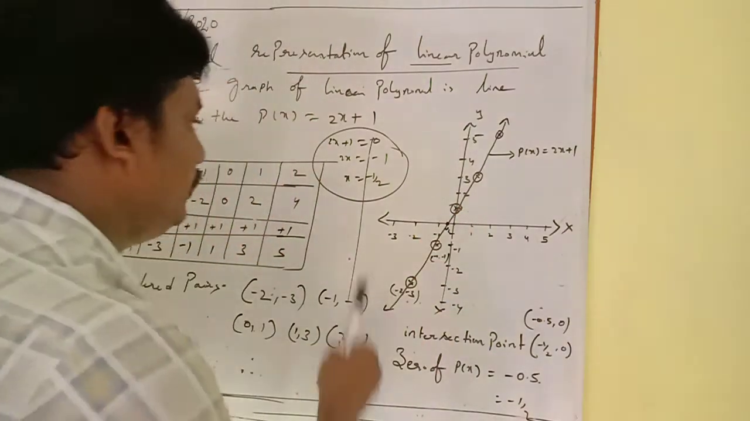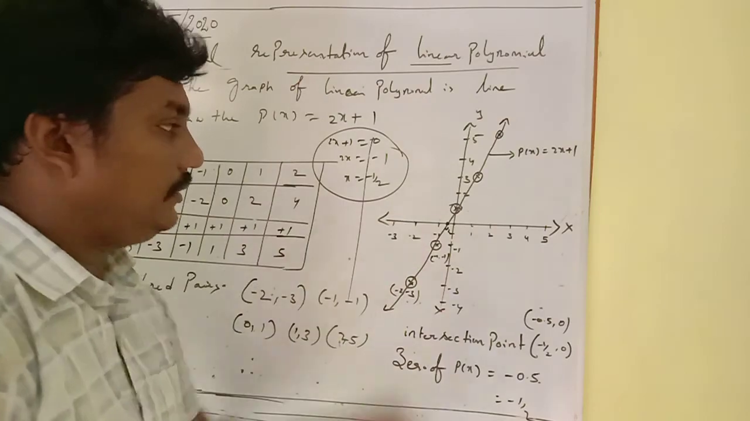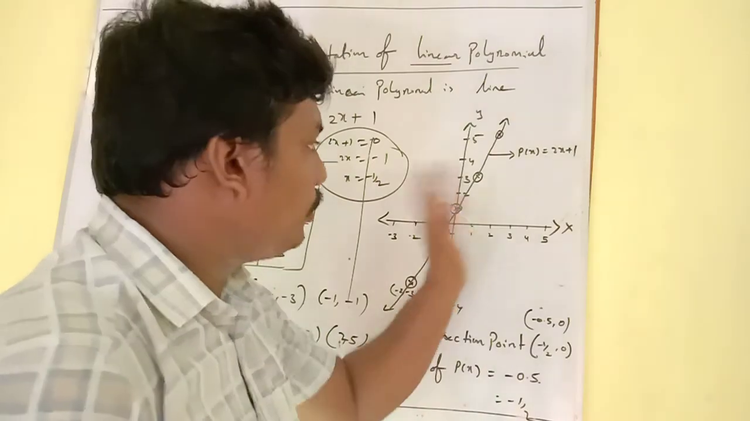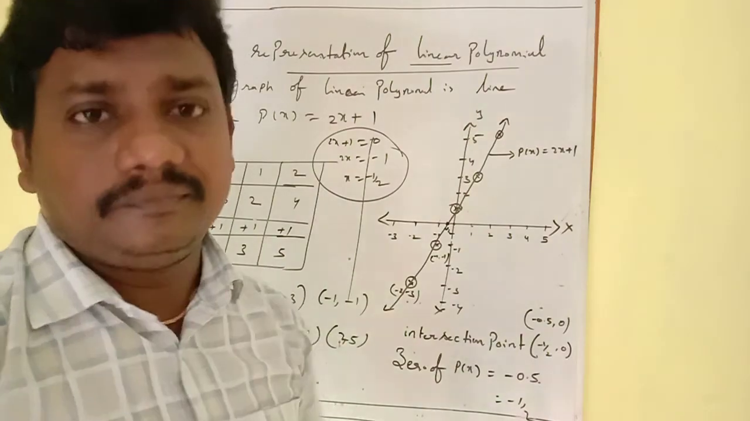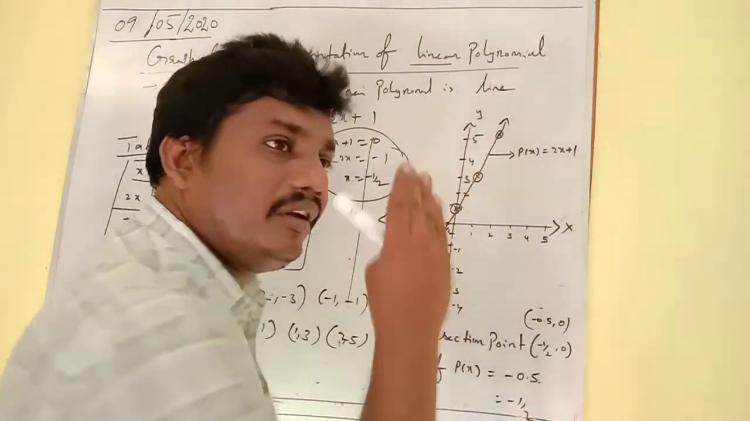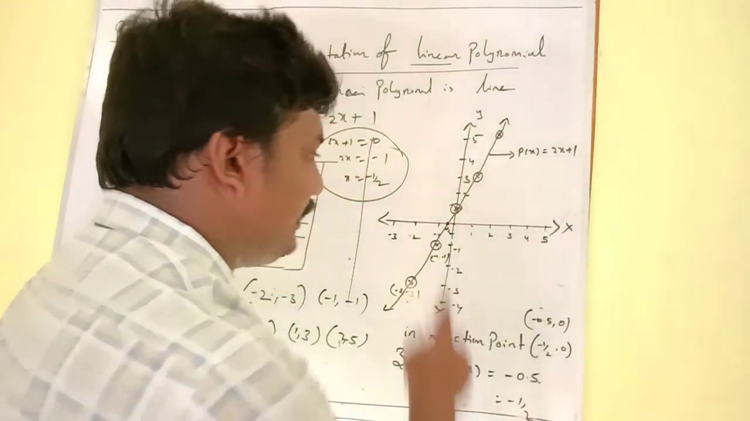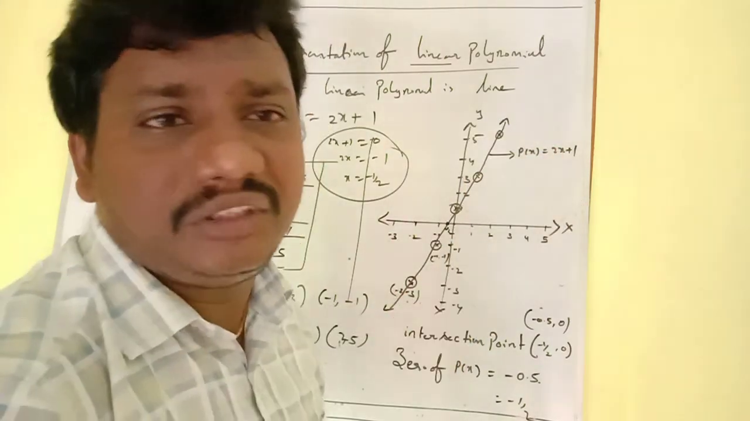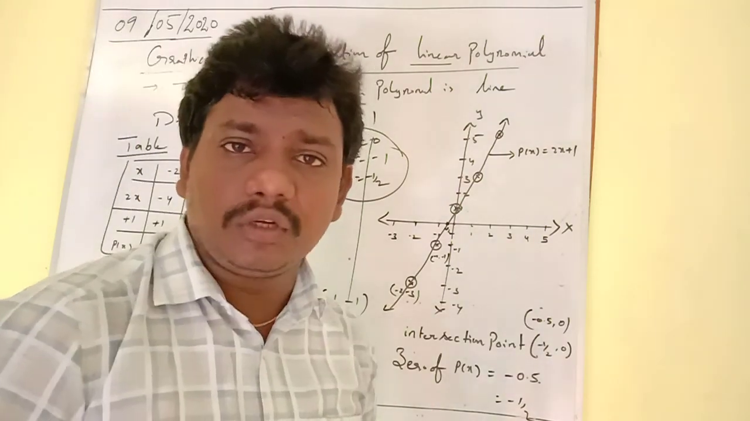So that's the reason I explained the representation of a linear polynomial in the graphical method. What is the conclusion here? The first conclusion: the graph of a linear polynomial is a straight line. The second conclusion: any linear polynomial touches the x-axis at only one point because it has only one zero, and it is a first degree polynomial. These are the conclusions for a linear polynomial.